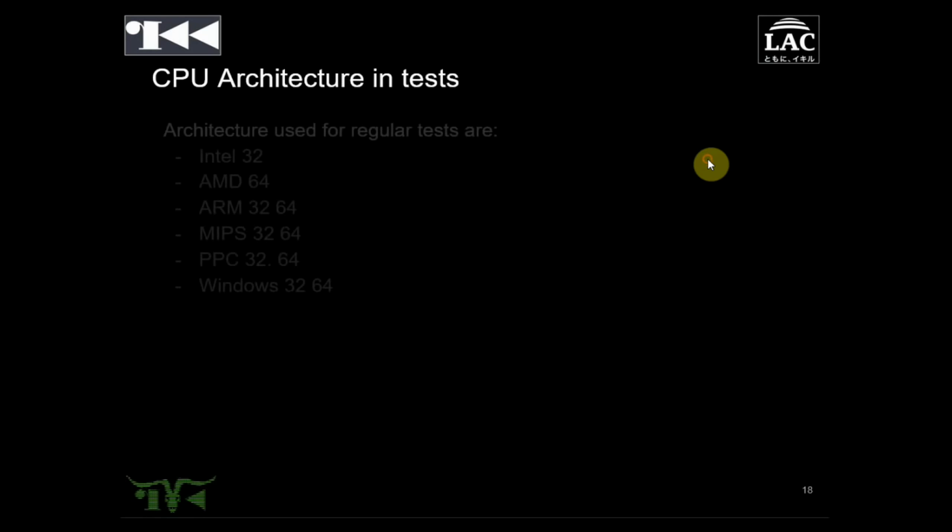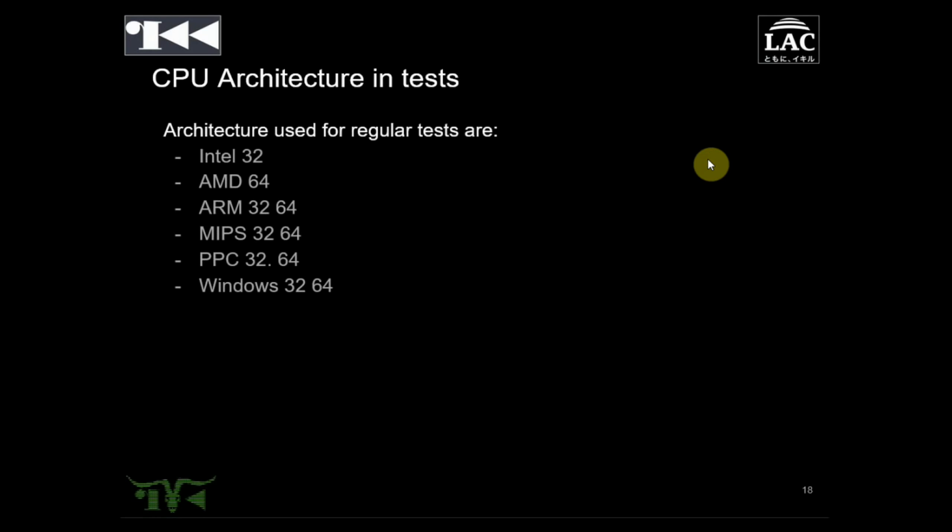CPU architecture is supported in the huge list in Rudder 2, so you cannot test them all, and you have to make very careful selections for these architectures. In this case, I'm focusing on the most commonly used, like Intel, AMD, ARM, MIPS, PPC, and Windows, and most of them are supported in 32 and 64 bit platforms of the CPUs.